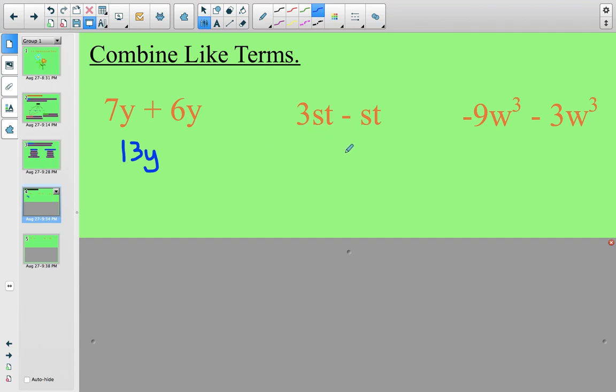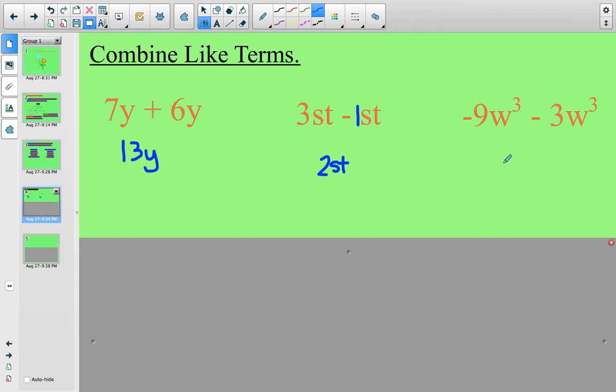If we move to the example in the middle of your screen, we have 3st minus st. So those are like terms. They both have the variable s and t. On this second one, 3st minus, and then we see just st. When you have that happen, you may remember from your middle school math classes that there's technically a coefficient of 1 here. So we are going to do the exact same thing that we did before. We're going to subtract, in this case, the coefficient. So 3 minus 1 is 2. And then we are going to leave the variable the same. So the variable is going to stay st.